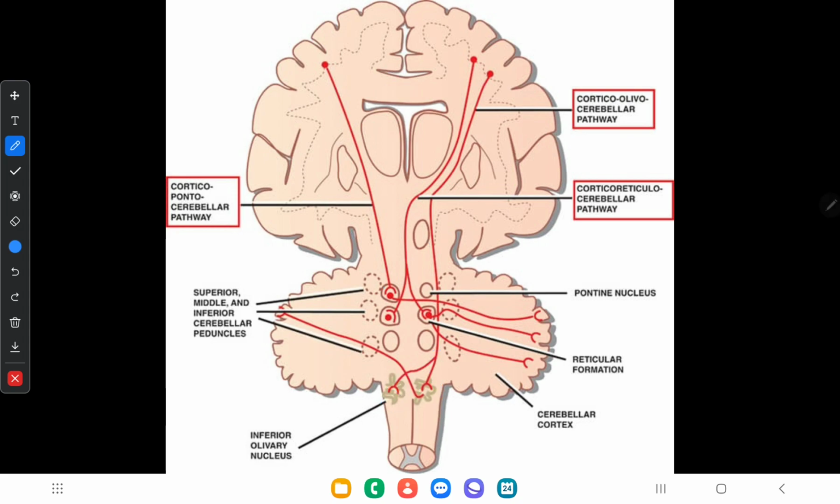Then the last one is the cerebro-reticulocerebellar pathway. Those fibers arise from many areas of the cerebral cortex, particularly from the sensory motor area. Then those fibers end up in the reticular formation on the same side as well as the opposite side. This connection between cerebrum and cerebellum is important in control of voluntary movements.